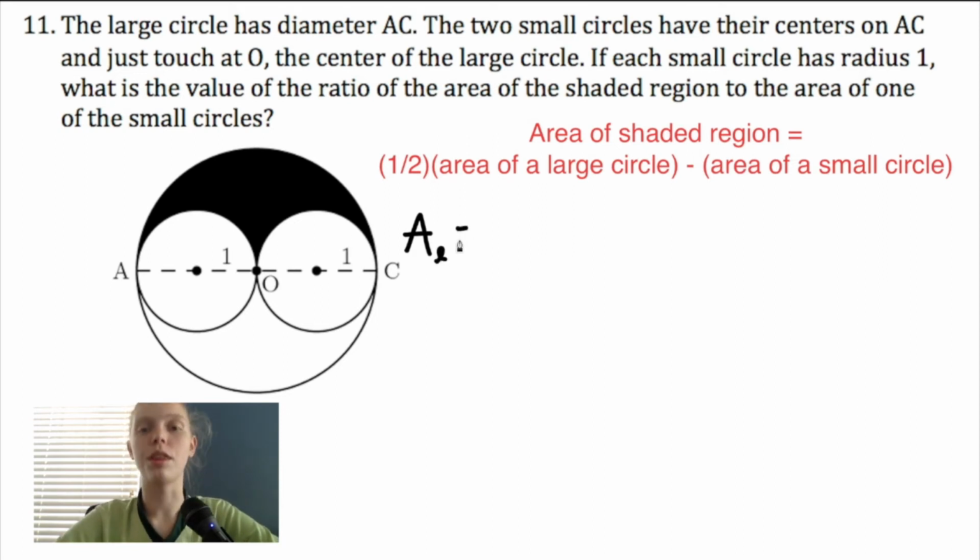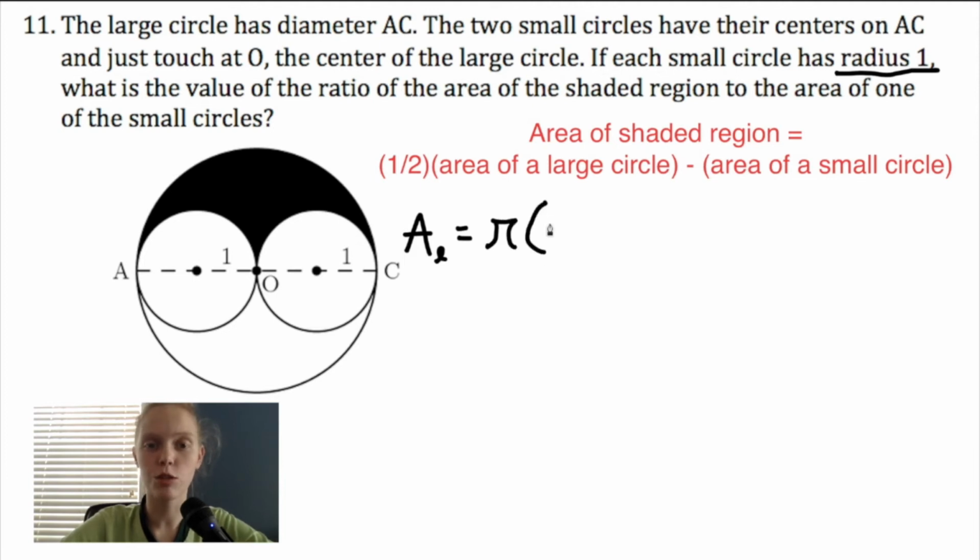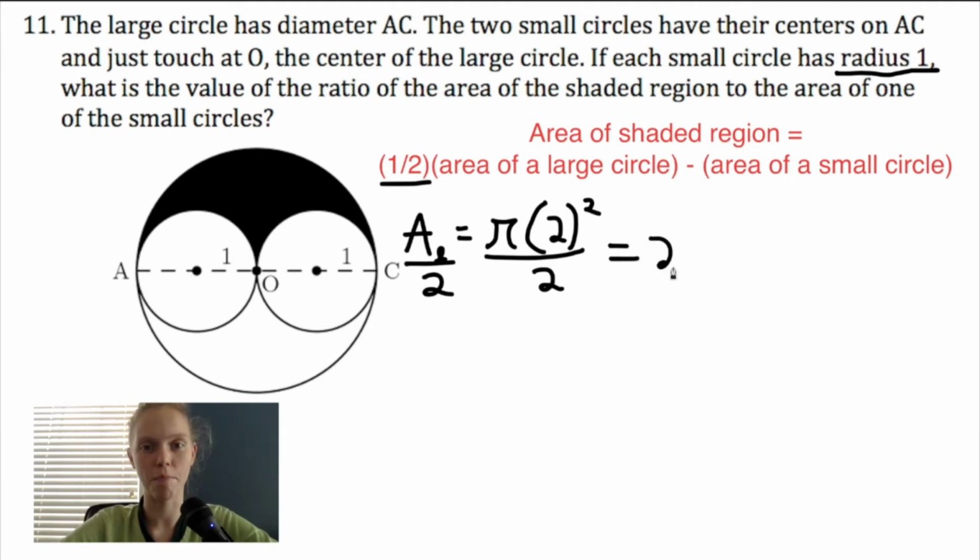So we know that the radius of the small circle is equal to 1. Because of this, the radius of the large circle is going to be equal to 2. So we have pi r squared, so pi times 2 squared is going to be equal to the area of the large circle. Because we only want half that area, though, we are going to divide by 2. So the area over 2 of the large circle is going to be equal to 2 squared pi over 2, which is 2 pi.